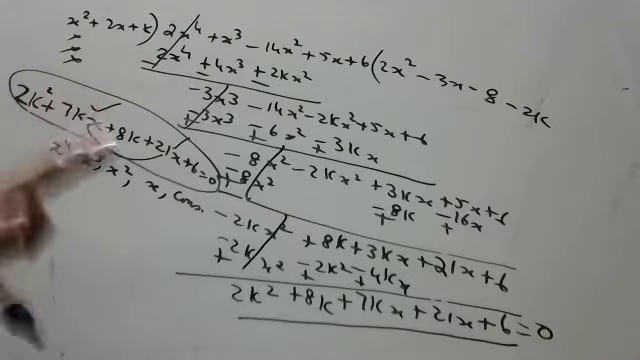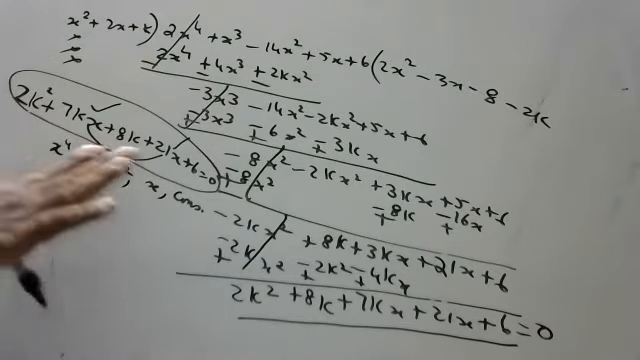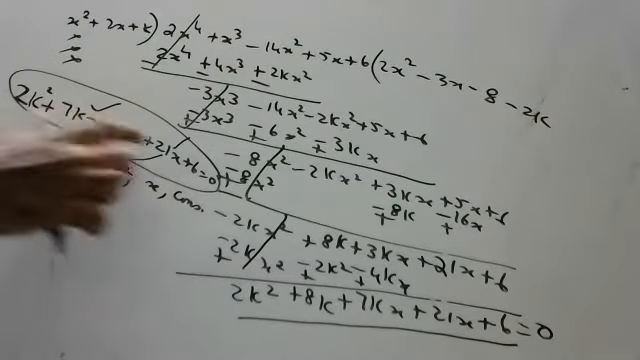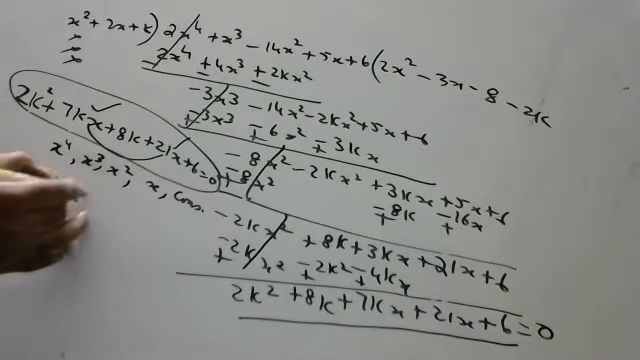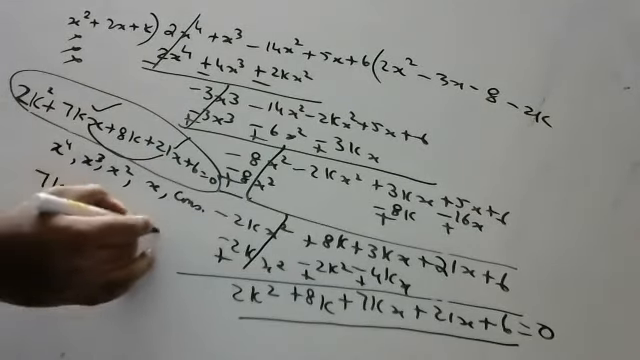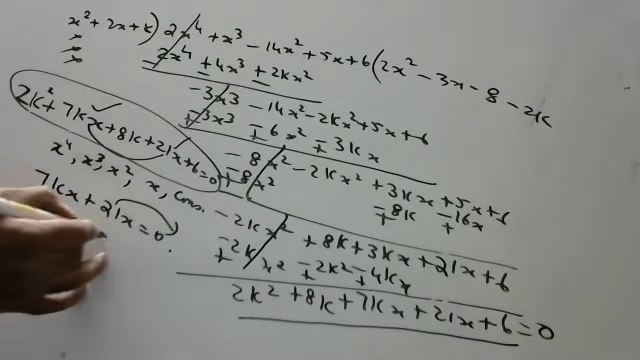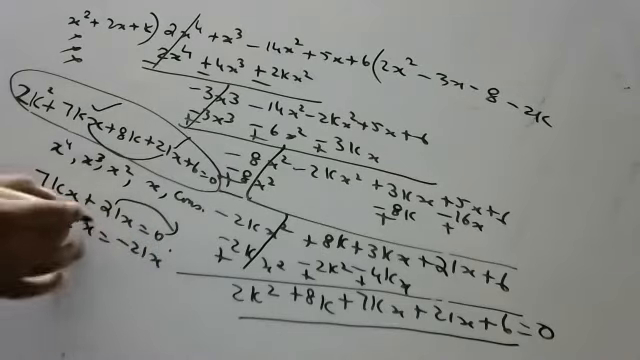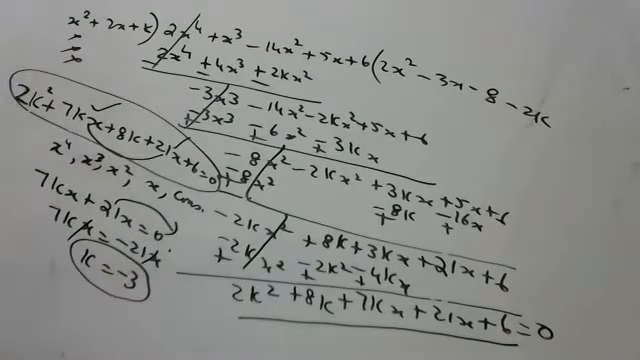I'm telling again slowly, try to understand. x4 terms are not there, x cube terms are not there, x square terms are not there. x terms are there, two terms. So you write 7kx plus 21x is equal to 0, children. Bring this here: 7kx is equal to minus 21x. So k is equal to minus 3. That's it. Like this you should find out.